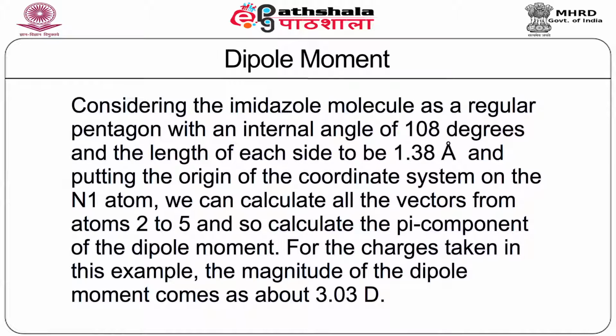Now, considering the imidazole molecule as a regular pentagon with an internal angle of 108 degrees and the length of each side to be 1.38 angstrom, and putting the origin of the coordinate system on the N1 atom, we can calculate all the vectors from the atoms 2 to 5 and so calculate the pi component of the dipole moment. For the charges taken in this example, the magnitude of the dipole moment comes as about 3.03 debye.